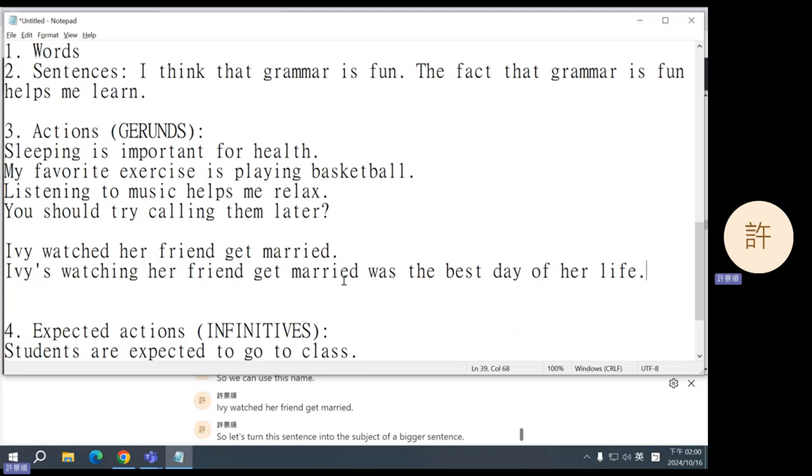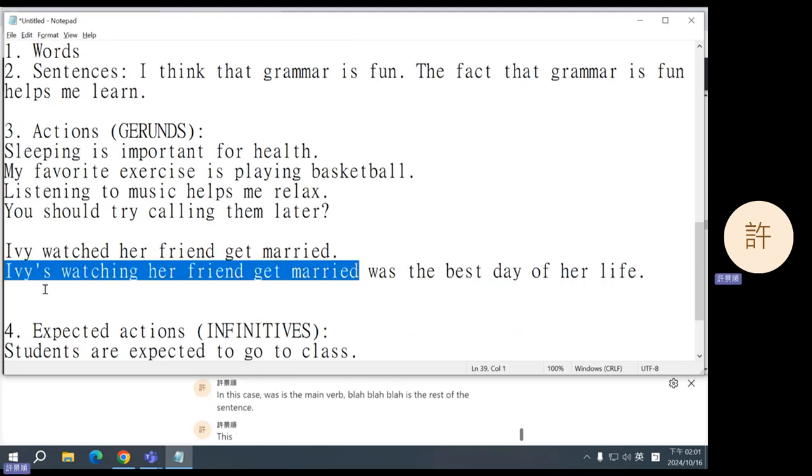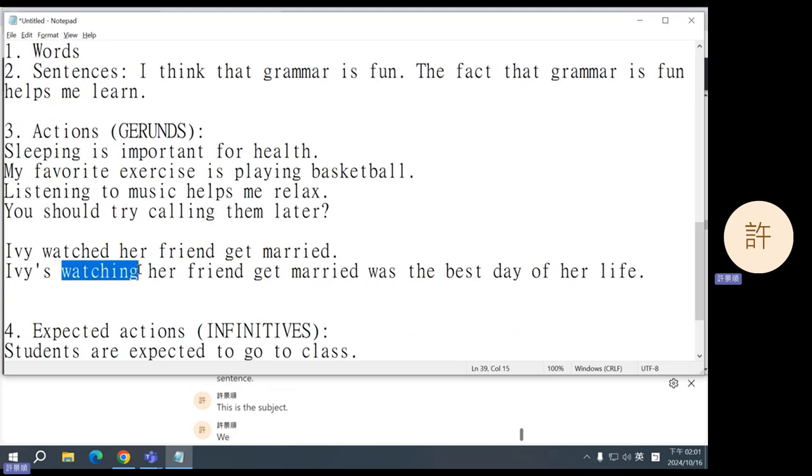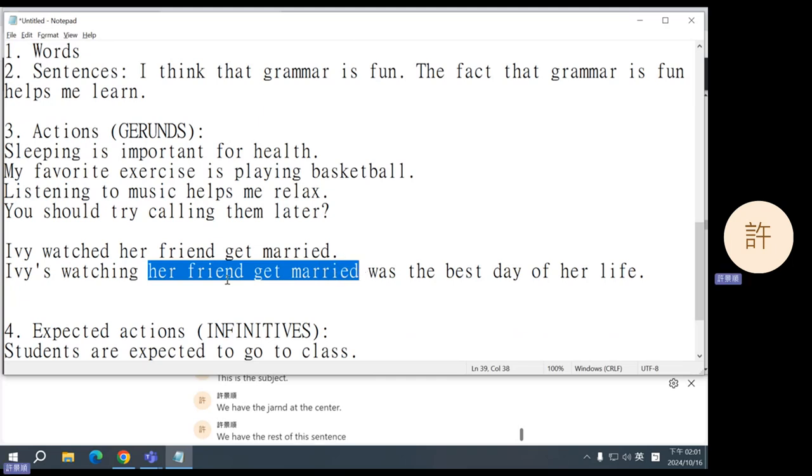In this case, was is the main verb, blah, blah, blah is the rest of the sentence. This is the subject. We have the gerund at the center. We have the rest of this sentence. But we have one more change.